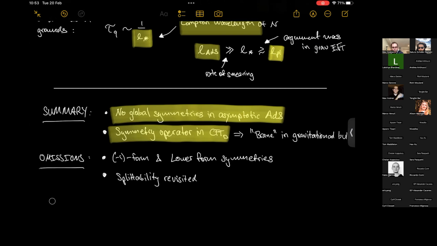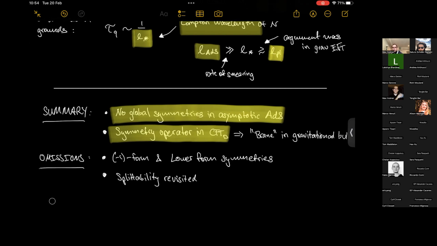So -1 form symmetries are one of the things. So the topological symmetry operators are space-time filling in the CFT. And so it's not quite clear what one means if one wants to smear these as one moves them into the bulk using reconstruction, but analyzing things more carefully, very similar arguments work, and one can exclude these.